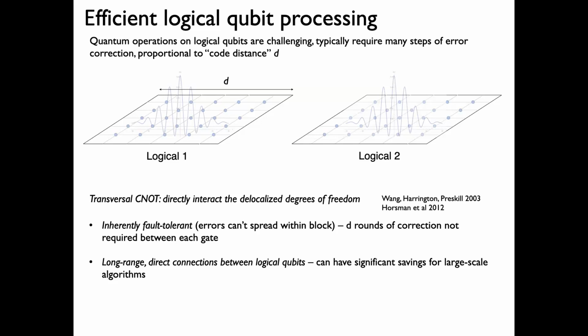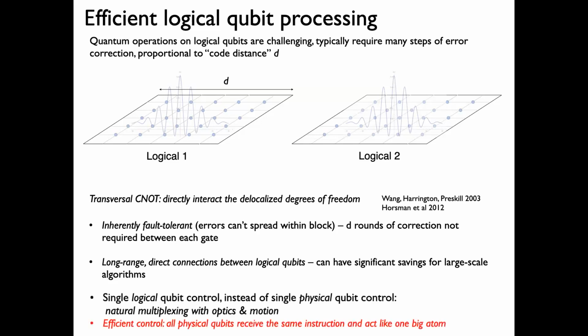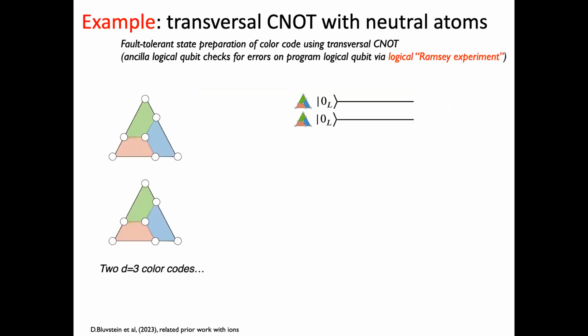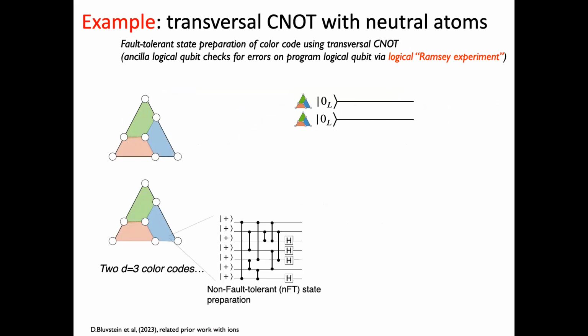It enables long-range direct connectivity, but most importantly, in this case, we can treat all of these physical qubits as receiving the same instruction, and they act as one big atom. So basically, we are now thinking about logical qubit control instead of single physical qubit control. So here is one simple example. In this case, we create 2 color codes, and it's done with these simple circuits.